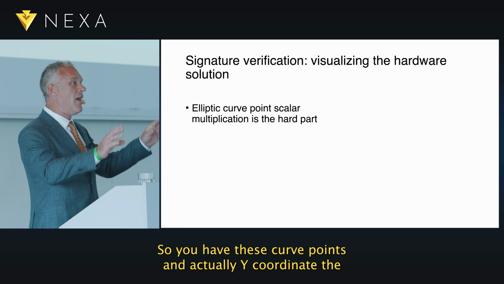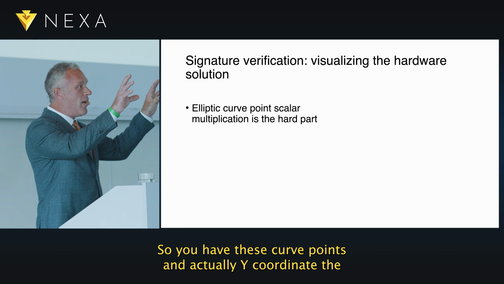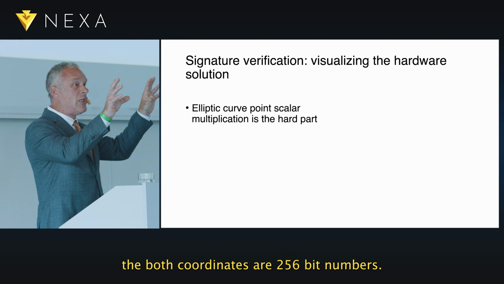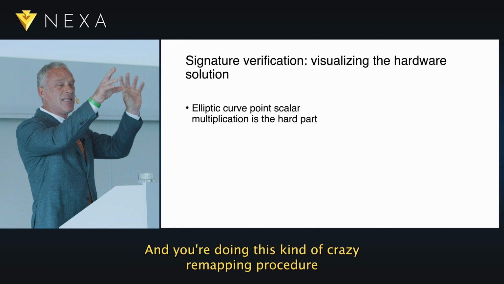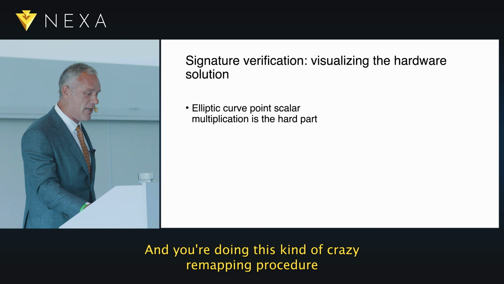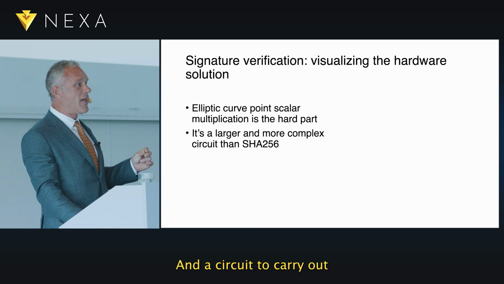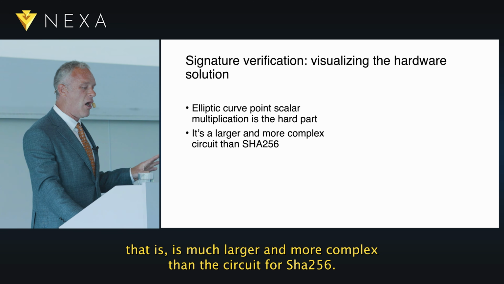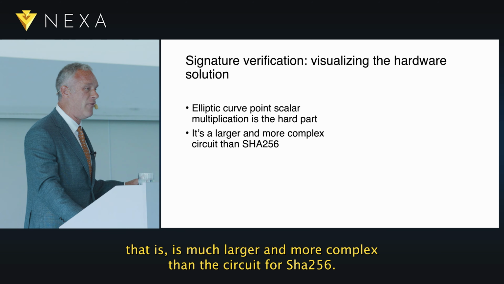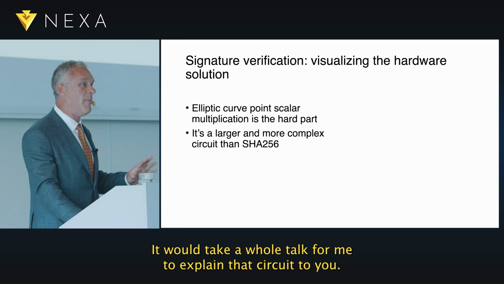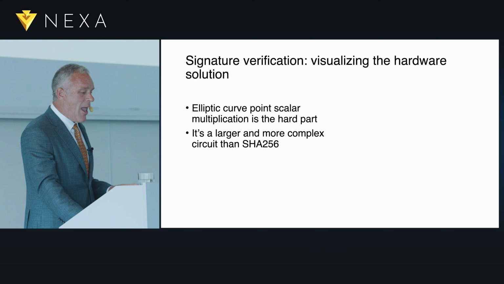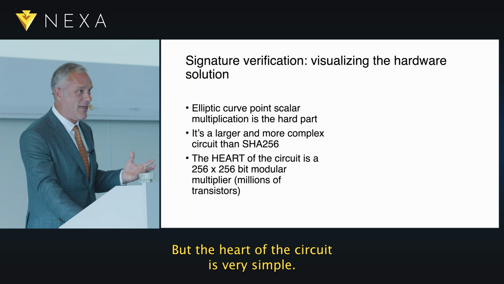So you have these curve points, an x and a y coordinate. Both coordinates are 256-bit numbers, and you're doing this kind of crazy remapping procedure to calculate a new point. And the circuit to carry out that is much larger and more complex than the circuit for SHA-256. It would take a whole talk for me to explain that circuit to you. But the heart of the circuit is very simple.